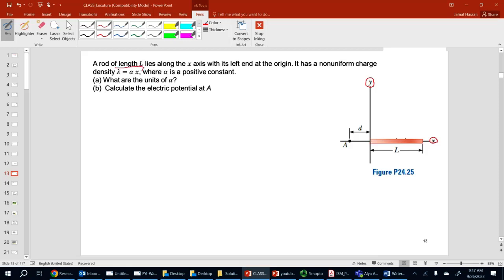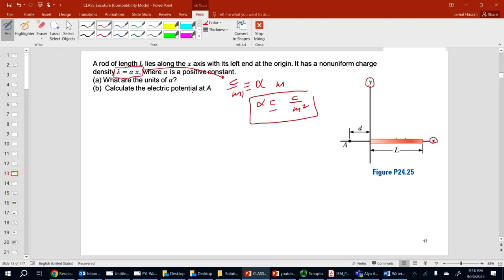Well, it should be easy because lambda is a linear charge density, right? So if this is linear charge density, you could just check it with units. So it's charge, coulomb divided by meter, as a unit. And alpha, let's say we don't know the unit of it, and x is in meters, right? So the unit of alpha in this case should be equal to coulomb divided by meter squared.